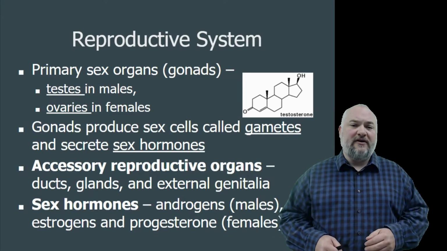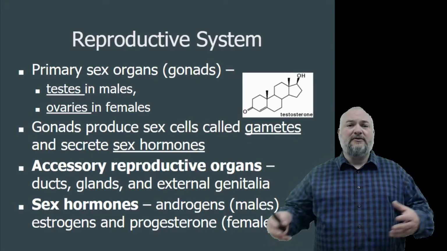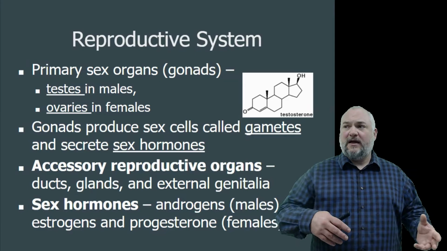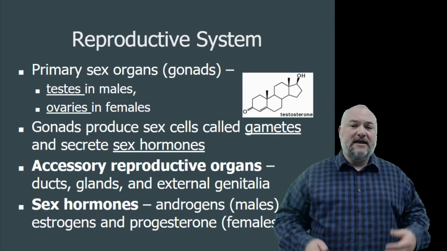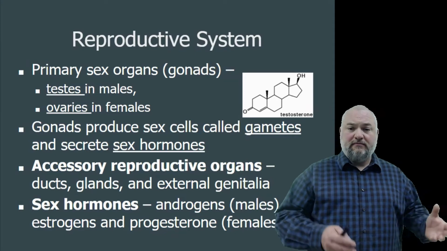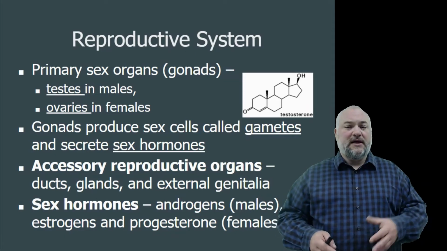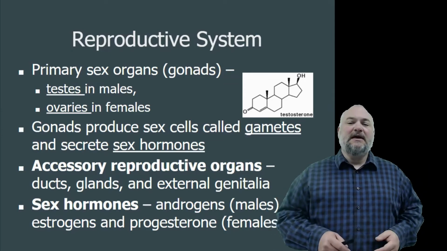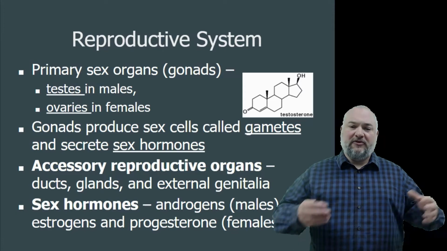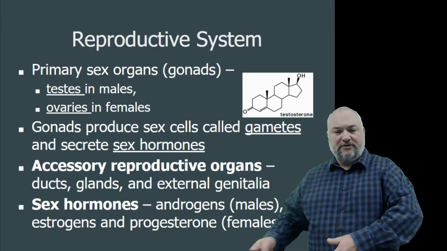And we also have the sex hormones, which help to regulate cycles, maturing, secondary sexual characteristics, and things of that nature. In males, those are androgens, mainly. And in females, those are estrogen and progesterones, primarily, though both males and females have both of those types. But males produce a lot more androgens. Biological females produce a lot more estrogen and progesterone.